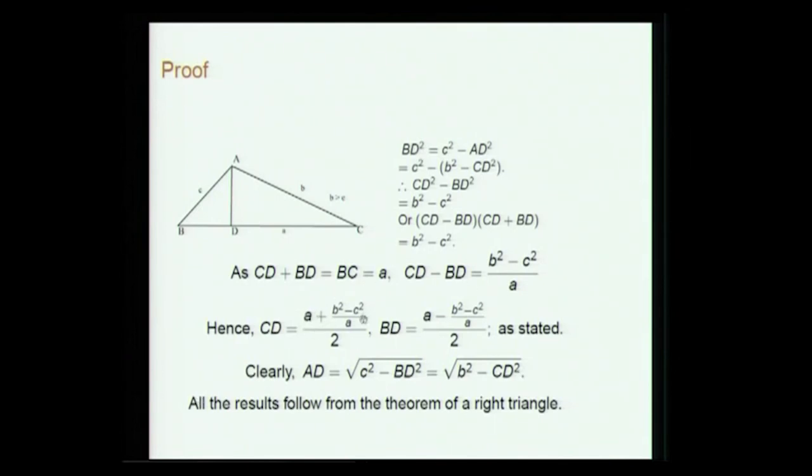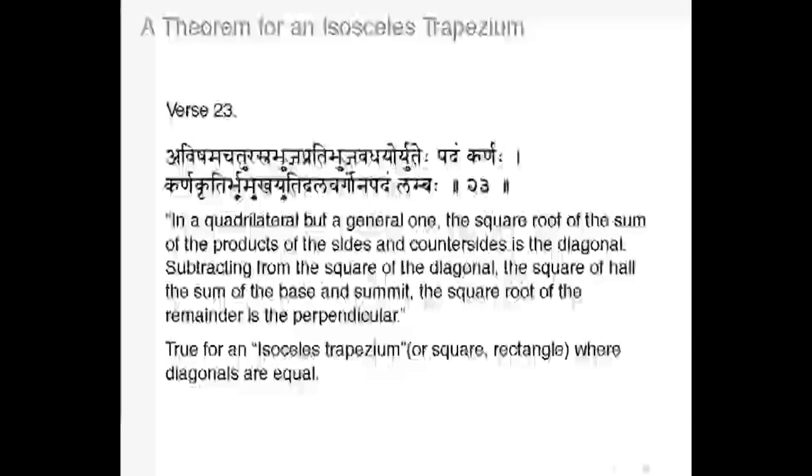So, it is (A plus (B squared minus C squared) by A), whole thing divided by 2, and (A minus (B squared minus C squared) by A), whole thing divided by 2, as it is stated. And AD you can find as the square root of C squared minus this segment squared, or this side squared minus the corresponding segment squared, square root of that. So all these results follow from the theorem of the right triangle.